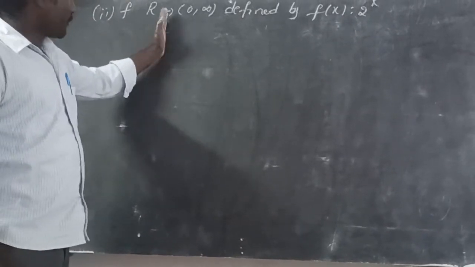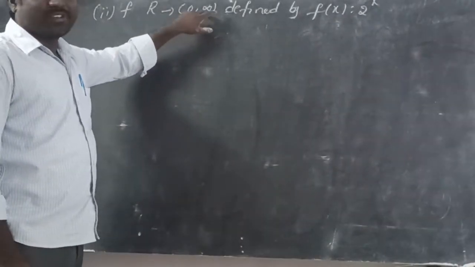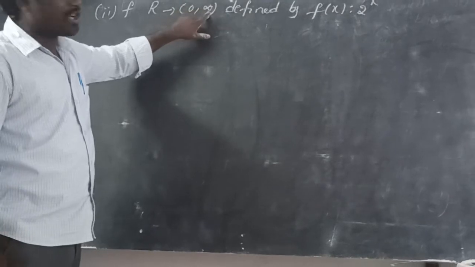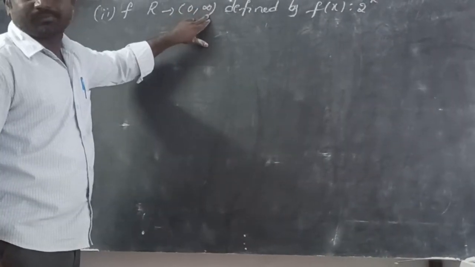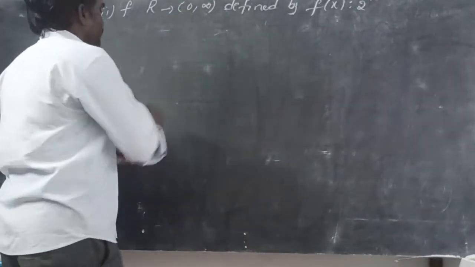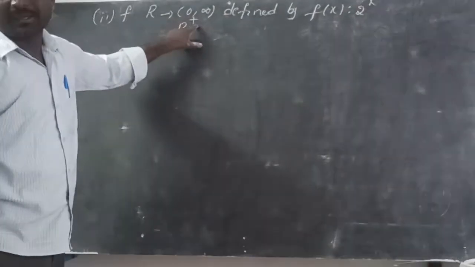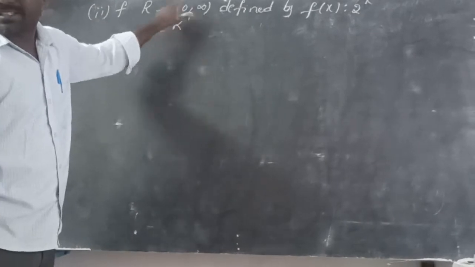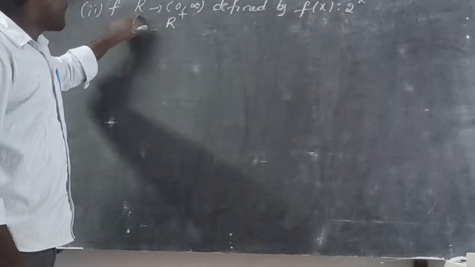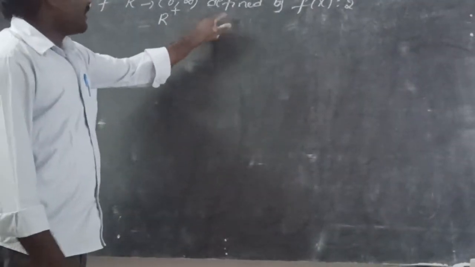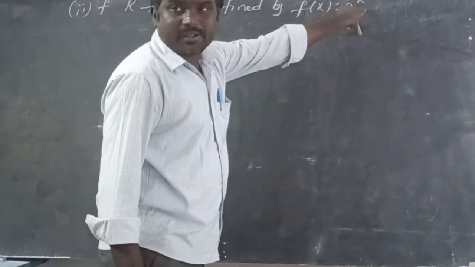f from R to 0 to infinity, positive real numbers. For this one you can put R plus, positive real numbers. The codomain is positive real numbers, the domain is real numbers, defined by f of x is equal to 2 power x.